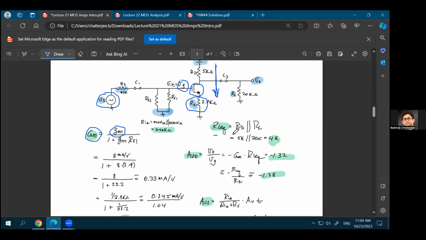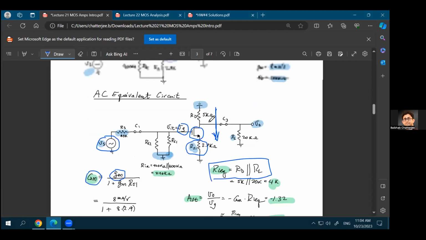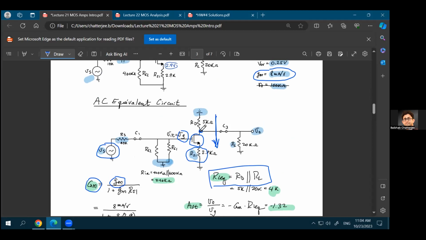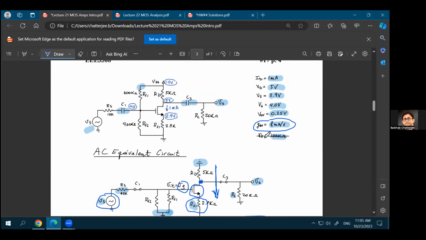So the R equivalent at the output, what you see is the RD resistance connected to AC ground, connected to VDD. You also see a RL resistance connected to ground. So it will be a parallel combination of those two. And of course, if you consider the RO of the MOSFET, it will be a parallel resistance of RO that will come into picture. But in this case, we are just ignoring it for now. We are just assuming RO is very high.